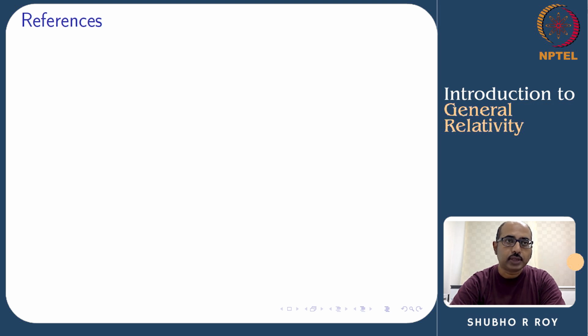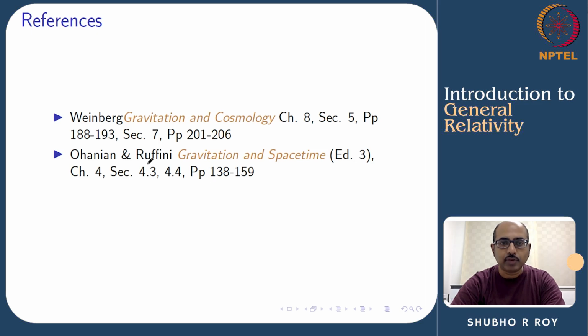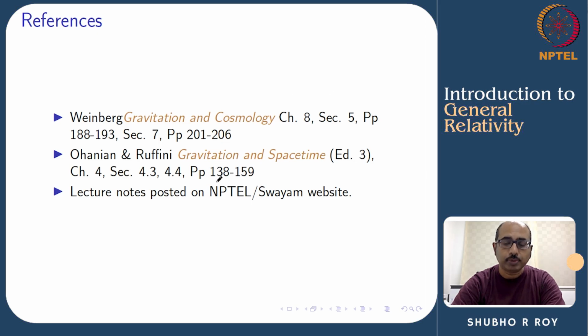As for references for this lecture, I will cite the following two sources. The first is Weinberg's textbook, Gravitation and Cosmology, Chapter 8, Section 5 and the following pages, and Section 7 of the same chapter, following pages. The second is Ohanian and Ruffini's textbook, Gravitation and Spacetime. I'm using edition 3, Chapter 4, and the relevant sections are 4.3 and 4.4. These are the relevant pages. Apart from these, as per usual practice, lecture notes will be posted on the NPTEL-NOC website.